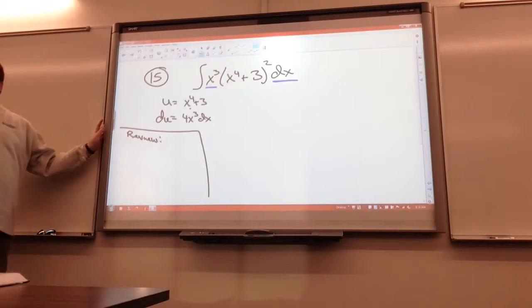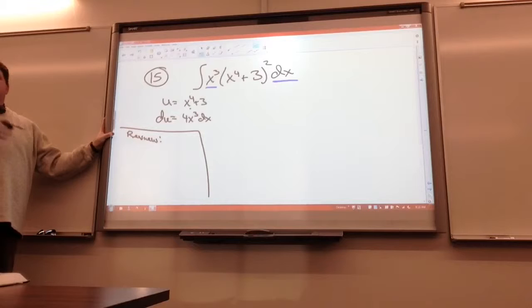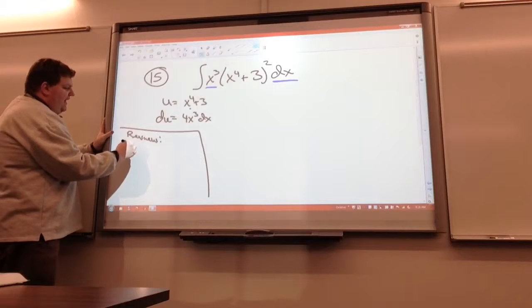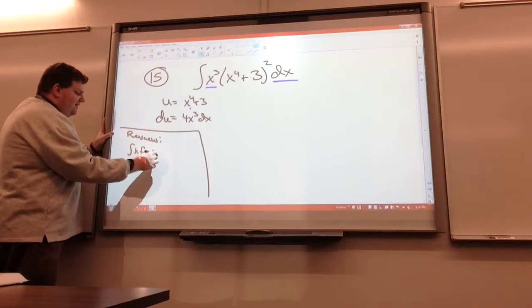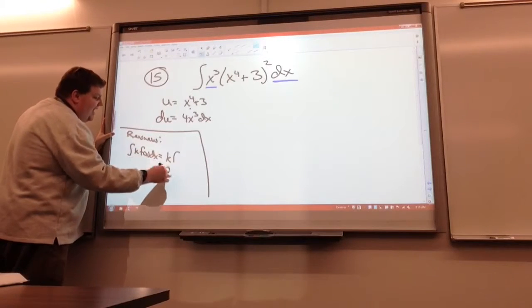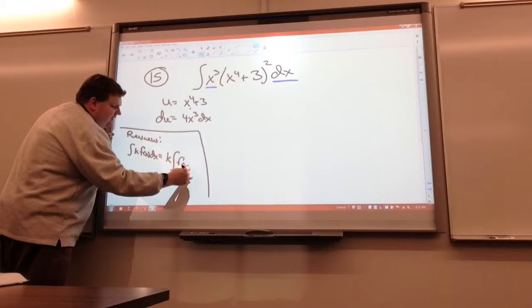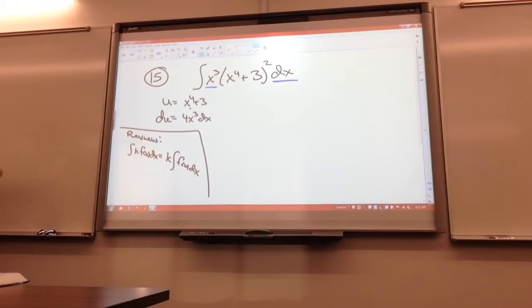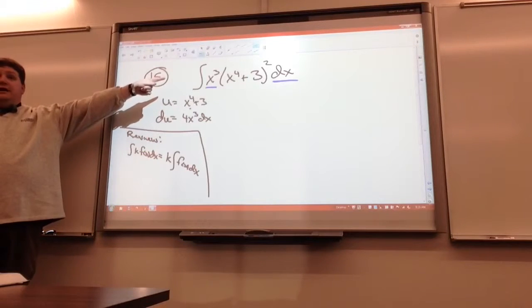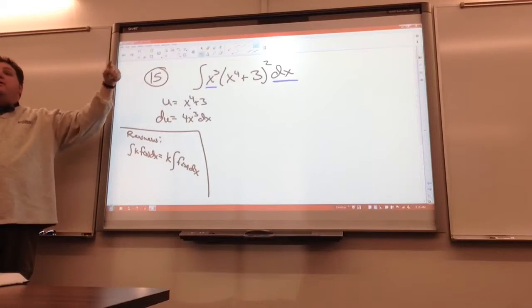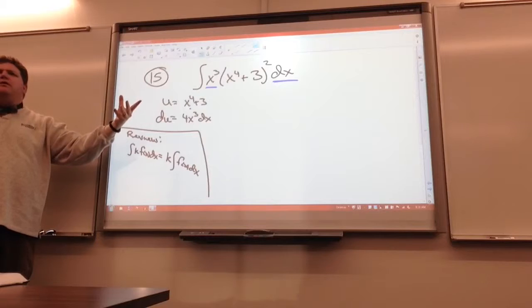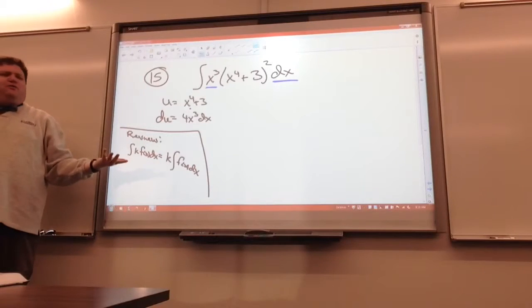As a quick review, a constant scalar can be moved in and out of the integrand as you need. If I have the integral of a constant k times f of x dx, that's the same thing as the constant k times the integral of f of x dx. That was one of the properties of integration we learned before. So, I need a 4 in here, so there's no reason I can't put a 4 in there. But if I put a 4 in there, I also have to put a 1/4 in there as well. Why 1/4? It makes it 1. 4 times 1/4 is 1.